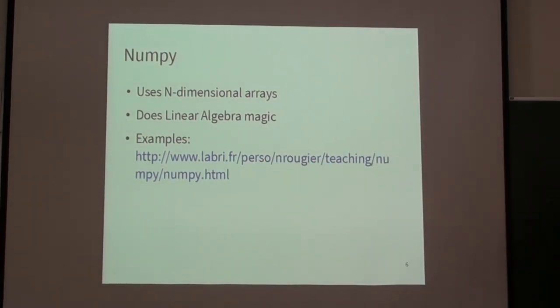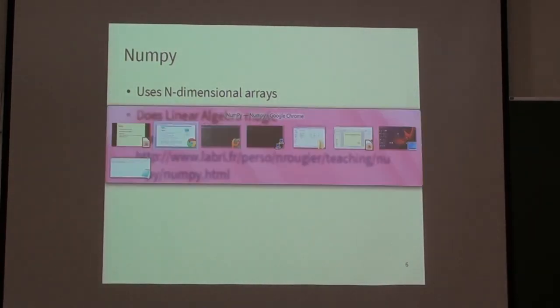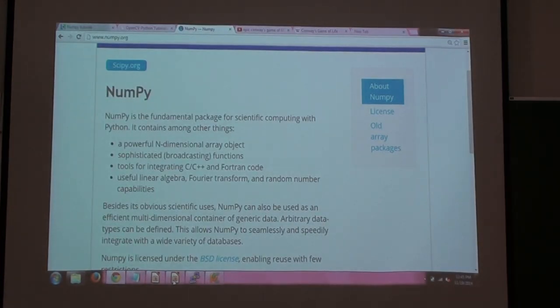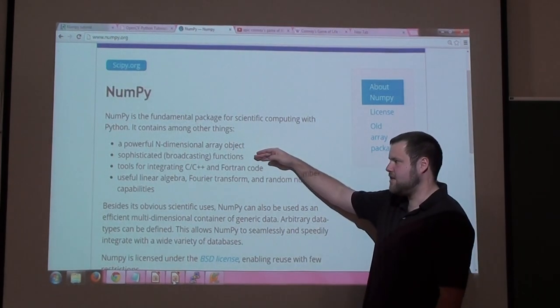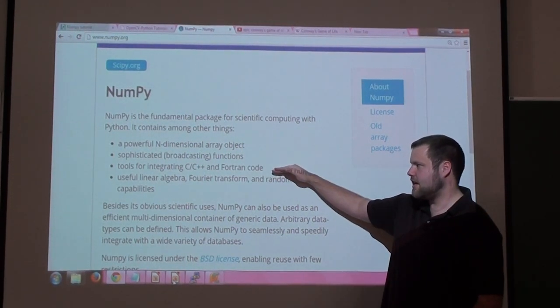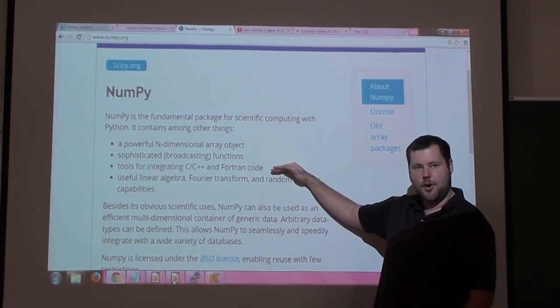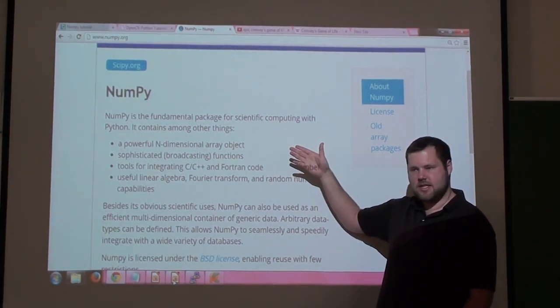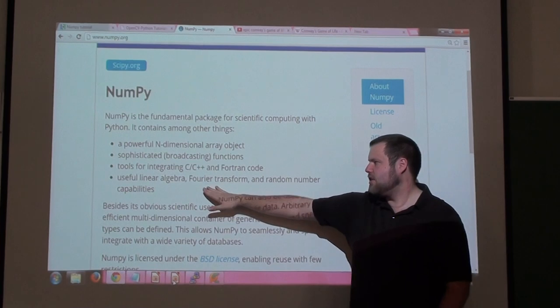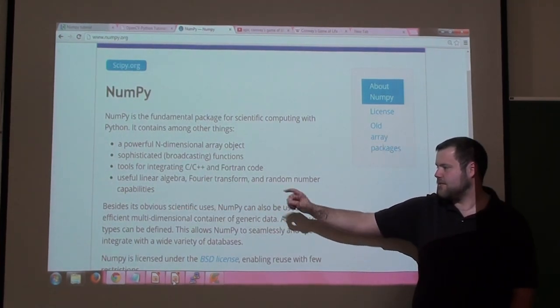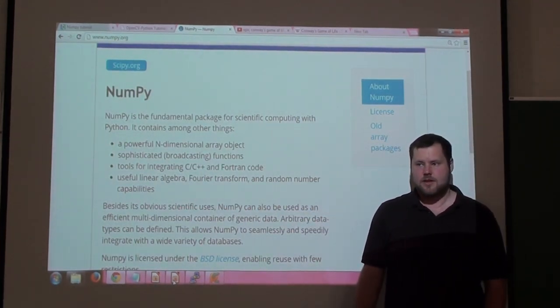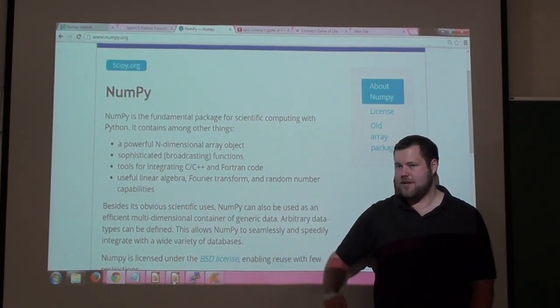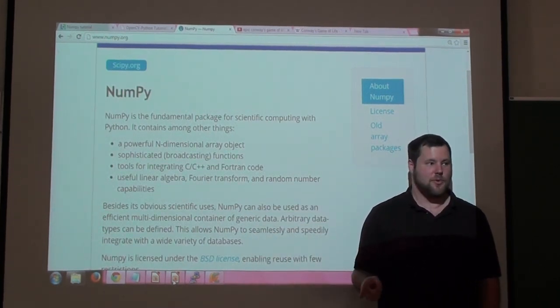That was my takeaway from it when I've used it. And NumPy's description, according to their website, is powerful n-dimensional array objects, sophisticated broadcasting functions, tools for integrating C, C++, and Fortran, which are compiled languages, which give us some speed when we need speed, and useful linear algebra, Fourier transformation, and random number capabilities. So Fourier transformation is a really cool thing that I think all of you know more about than I do.